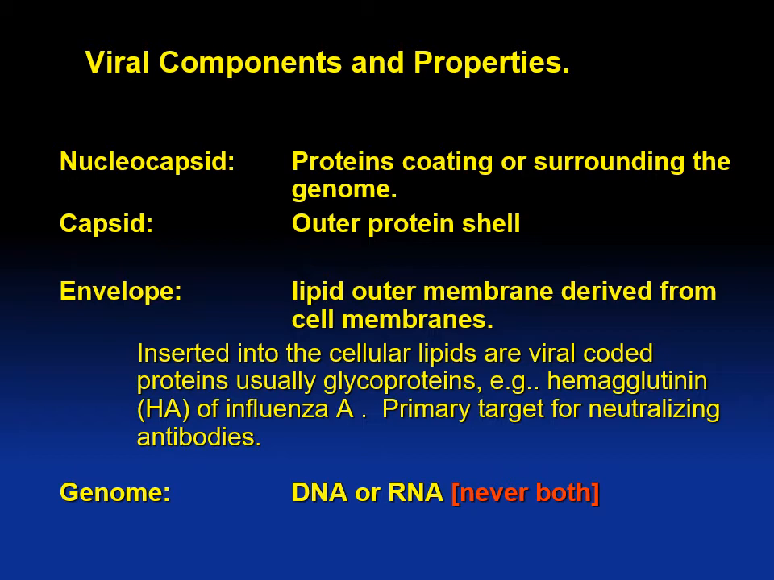Usually those proteins which are protruding from the envelope are a good primary target for neutralizing antibodies, which help in making vaccines against viruses. And we mentioned that the genome in the case of viruses is either one of the two, either DNA or RNA, however, never both.